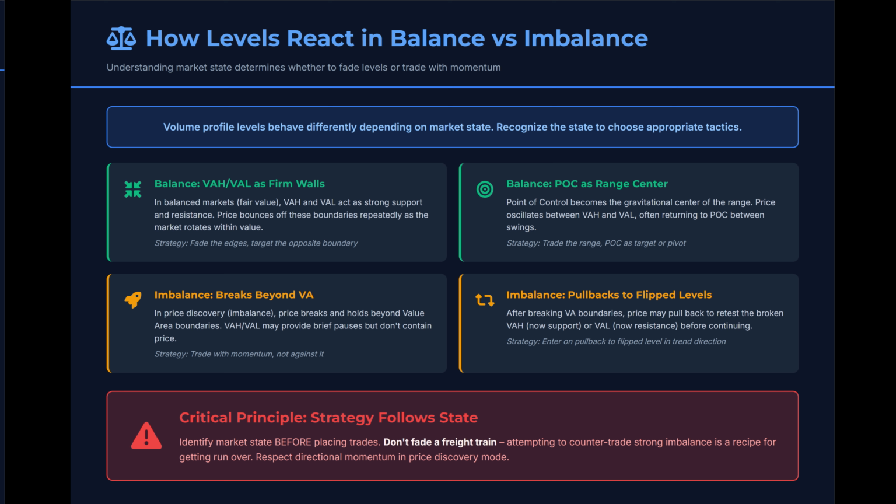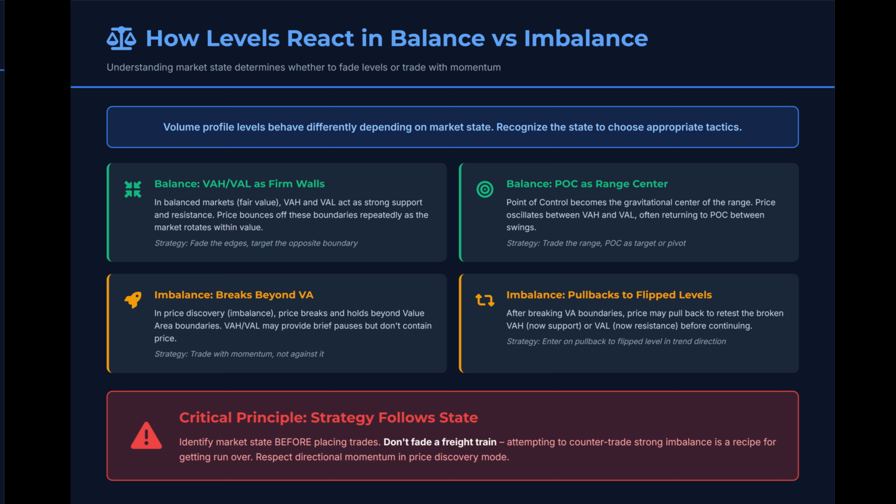Your tactical approach with the POC during balance is to use it as both a target and a pivot. If you're fading the VAH with a short, your primary target is the POC. If you're fading the VAL with a long, your target is the POC. And when price reaches the POC, that's often your signal to either take profits or reassess. Will it continue to the opposite edge, or will it reverse here? The POC in balance is your anchor point for mean reversion trades.